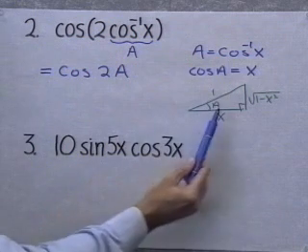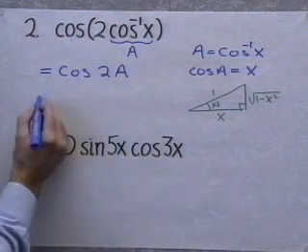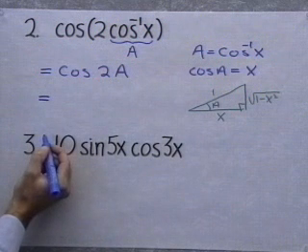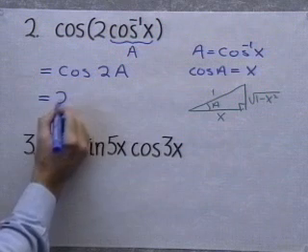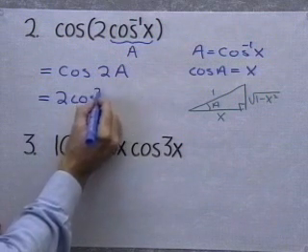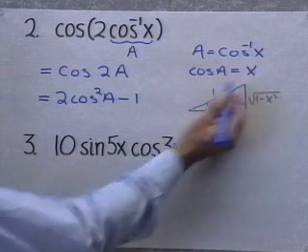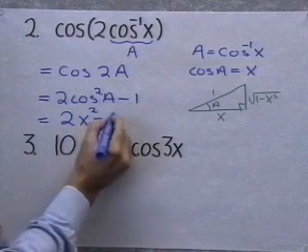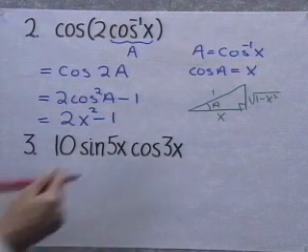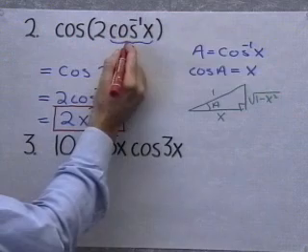But actually, in this case, I don't need my little triangle, because for the cosine of 2A, I have 3 different expressions I can use for that expansion formula. I'll use the one that just involves cosine: 2 cosine squared A minus 1. And I know that the cosine of A is x, so this is simply 2x squared minus 1. So here is the simplified version of this expression.